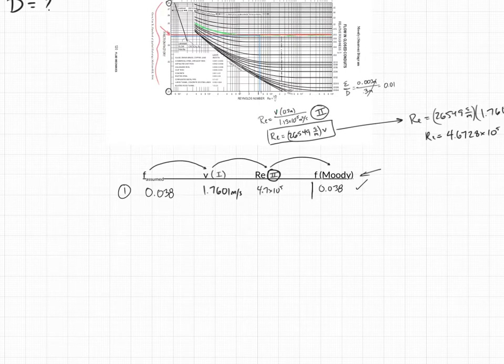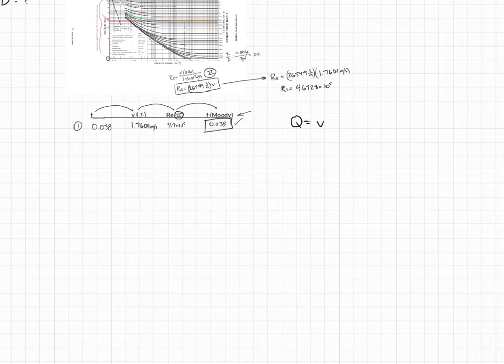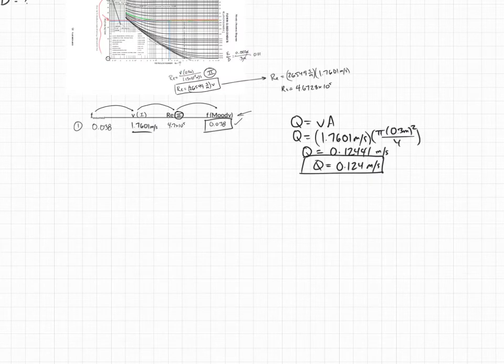So this is your answer right here, or that's your friction factor. But what was the question? Oh, the question wanted Q, so we have to solve for Q. Q equals VA. I think at this point we all know how to do this. Q equals 1.7601 meters per second, because that's right there, times the area, pi times the diameter, 0.3 meters squared, over 4. So Q equals 0.124 meters per second.